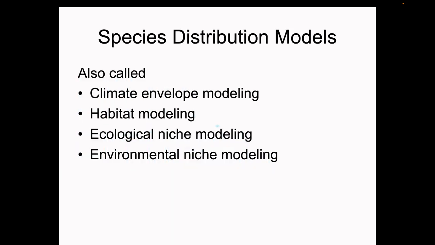Species distribution models are also called ecological niche modeling. You'll hear that term a lot. If climate variables are used, species distribution models are called climate envelope modeling. You may also hear it referred to as habitat modeling or environmental niche modeling. All of the terms have their pros and cons in terms of the metaphors that they conjure that are not completely accurate, but I prefer the term species distribution model.